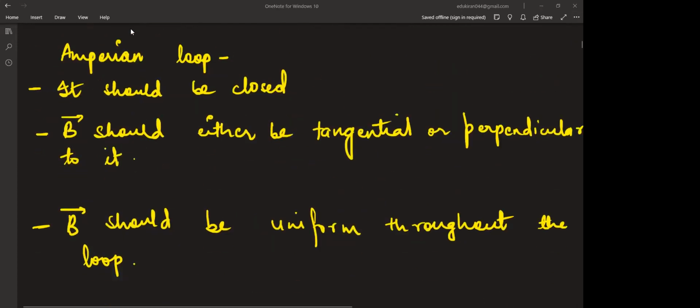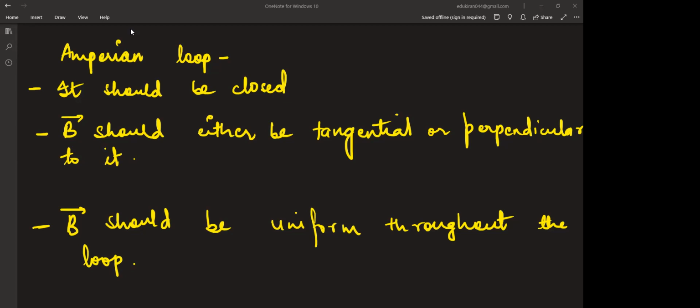Class, now the characteristics of the Amperean loop. Firstly, it should be closed. This is the first and foremost condition for choosing an Amperean loop. It should be closed. This you have to choose by yourself. If a wire is given, you will have to choose the loop by yourself. All right.